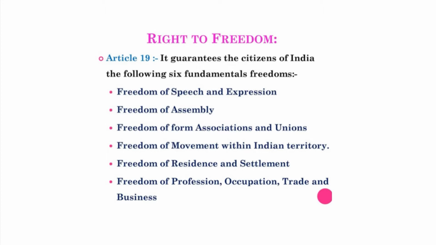Article 19 protects 6 rights concerning the freedom of speech and expression, assembly, association, movement, residence, profession. First, freedom of speech and expression. The state guarantees freedom of speech and expression to every person of India. However, the state can impose restrictions on the freedom of speech and expression in the interest of the integrity, security and sovereignty of the country, friendly relations with foreign nations, public order, with respect to defamation, incitement to offence and contempt of court.